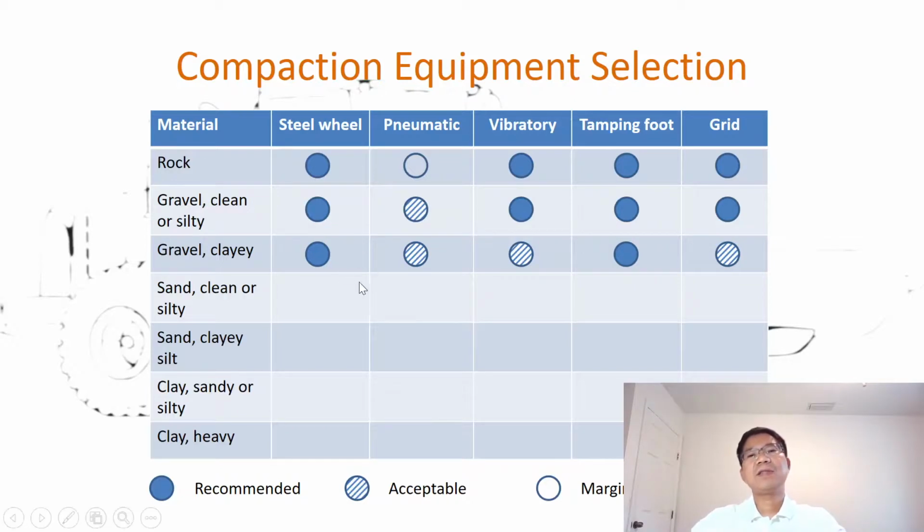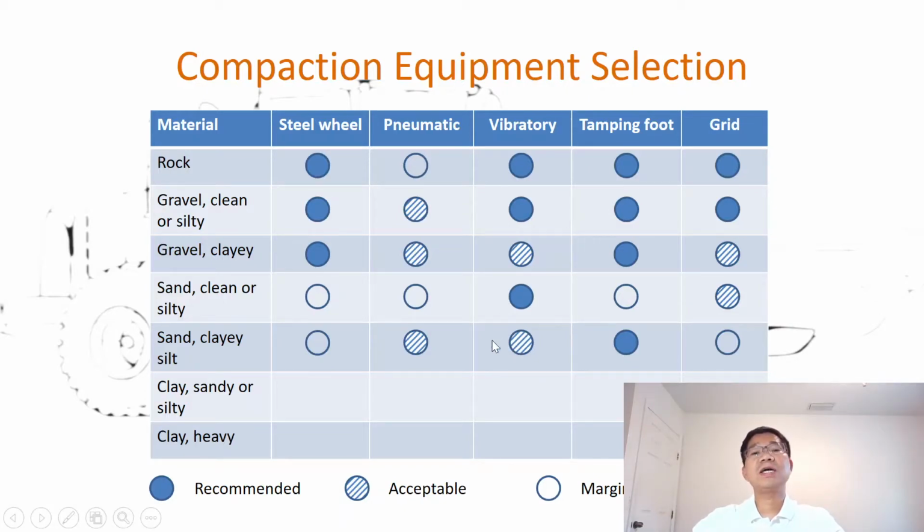For gravel with clay, vibration is not applicable, and grid is not recommended. For gravel with some clay, cohesive, steel wheel or tamping foot should be used. Then for sand, clean or silty, vibratory is the best to compact sand. If some clay is mixed in, then tamping foot can be used, and of course the others are acceptable, such as pneumatic, vibratory, and grid.